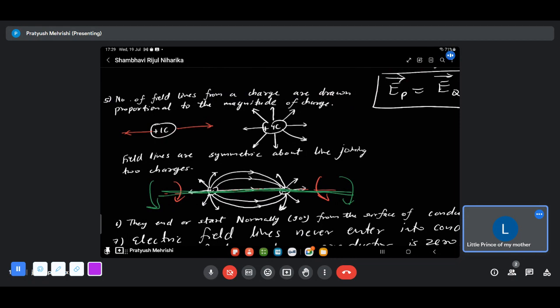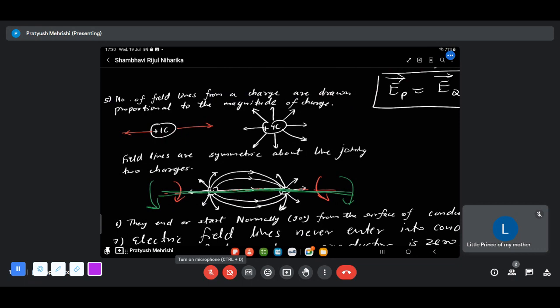Now, extension of this property: the field lines must be drawn symmetric about the line joining two charges. Means whatever field lines we are going to draw, they must be symmetric about the axis. Axis or what? The line joining the two charges, positive and negative. Okay, getting it?